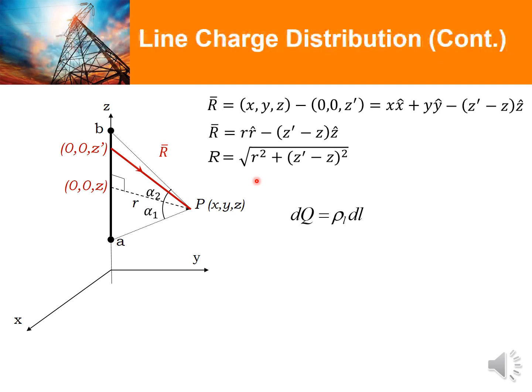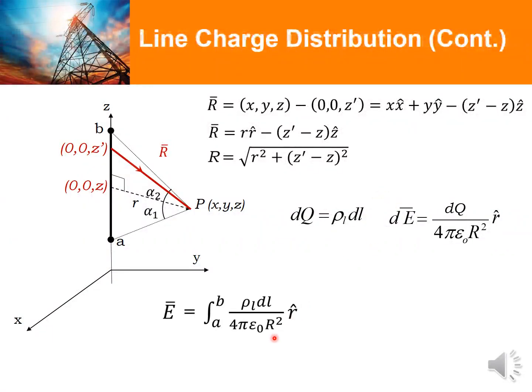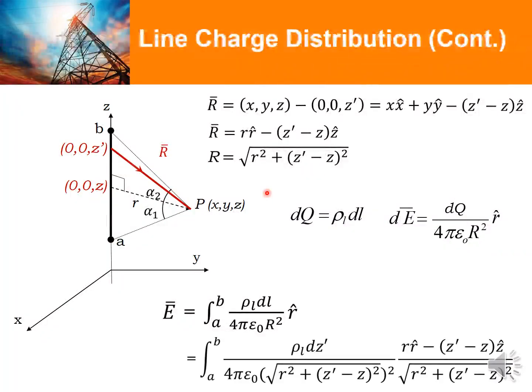Now, dq is defined as ρL dl, and we would use this definition to define the dE. In order to determine the total electric field from the whole line to the observed point P, we would integrate dE. Applying the cylindrical definition of vectors and magnitude, we would have E as in the shown equation.